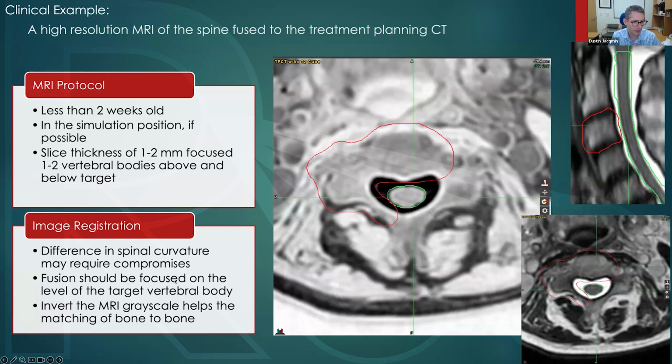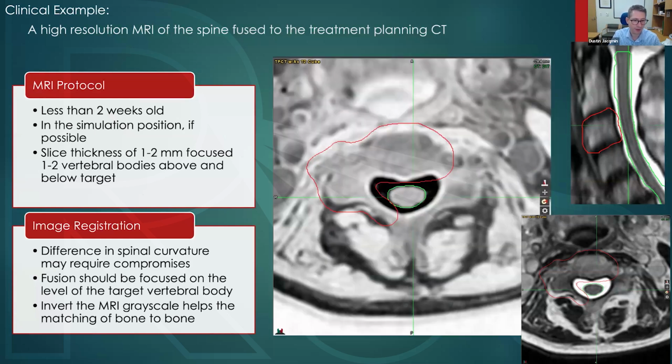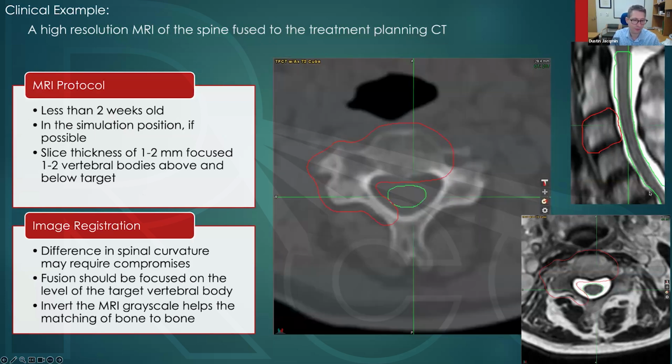When you're doing the image registration or when you're reviewing it, you'll notice that differences in spine curvature might require compromises in registration accuracy. So if that is the case, you want to focus on the target vertebral body most of all, and any vertebral bodies that are immediately next to it, acknowledging that the fusion away from the target might not be as accurate.